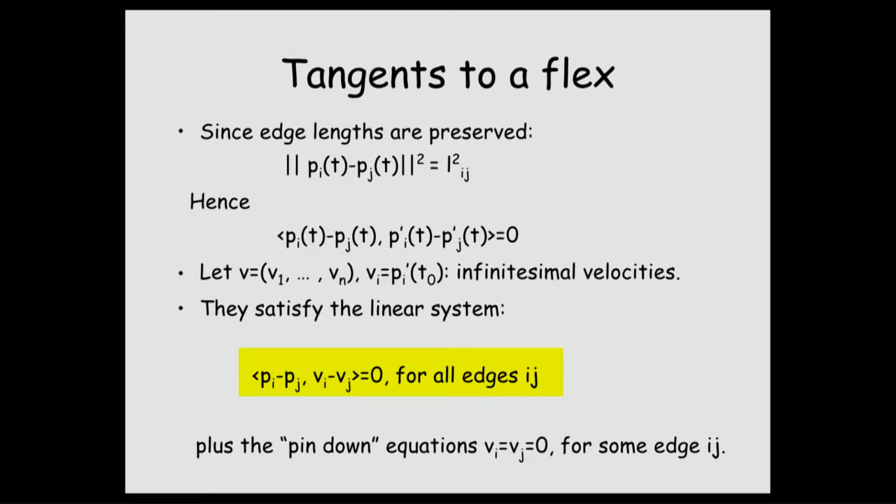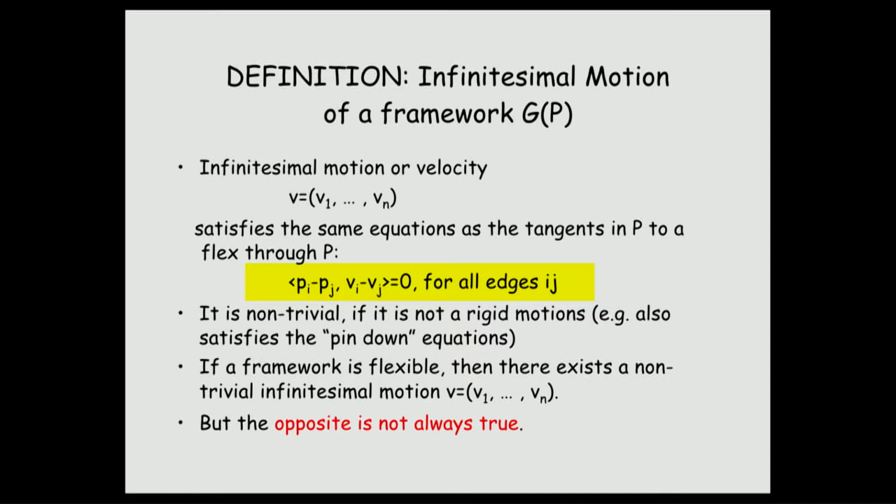So if we write the edge length equations and we take the first derivative in terms of time, then denote by vi the infinitesimal velocity, so the derivative at time 0, they satisfy a linear system. And if we want to eliminate trivial motions and so on, we pin down some equations. So this is, I'm going to speed up here because this is well known. But the infinitesimal motion of a framework at a particular placement would be an assignment of velocity or infinitesimal motion to each vertex that satisfies the same equations as the tangents in P to a flex.